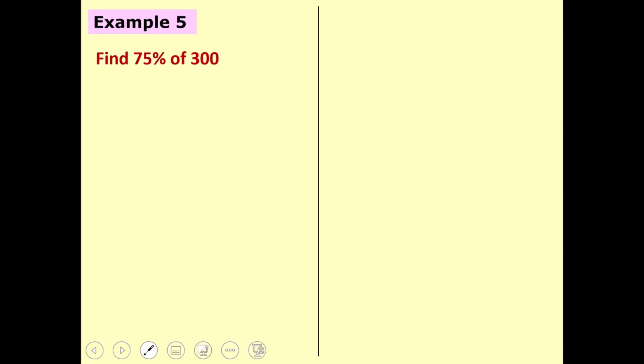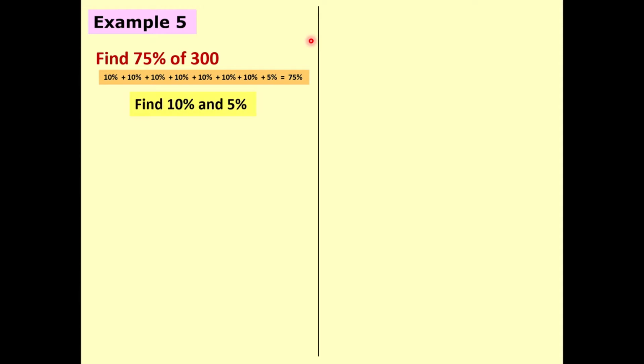75%, let's break it down. So, I know it's quite small, hopefully you can see that. 10%, we've got 7 lots of 10% to give us 70%, and then we've got that extra 5% on there. So in total, if we find all these values, add them all together, that will give us 75%. So all we're really needing to calculate here is 10% and 5%. So, sorry, that should not say 70%, that should say 10%.